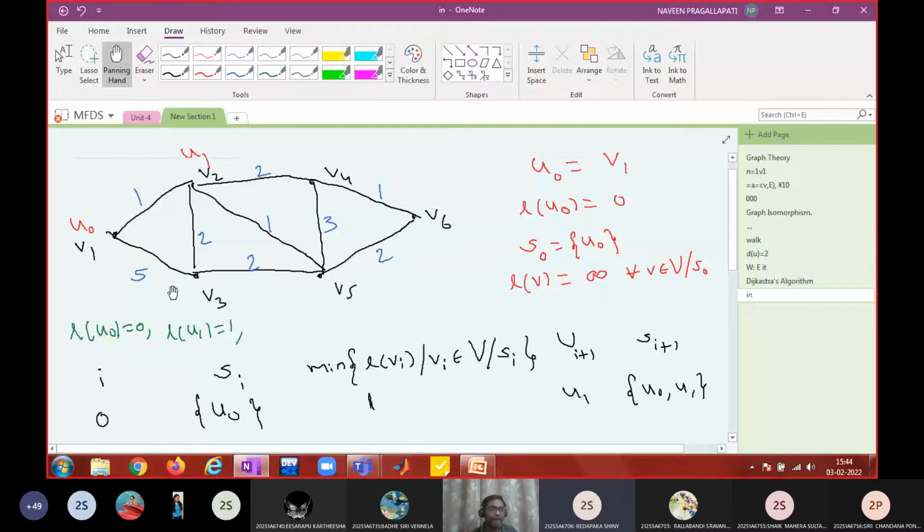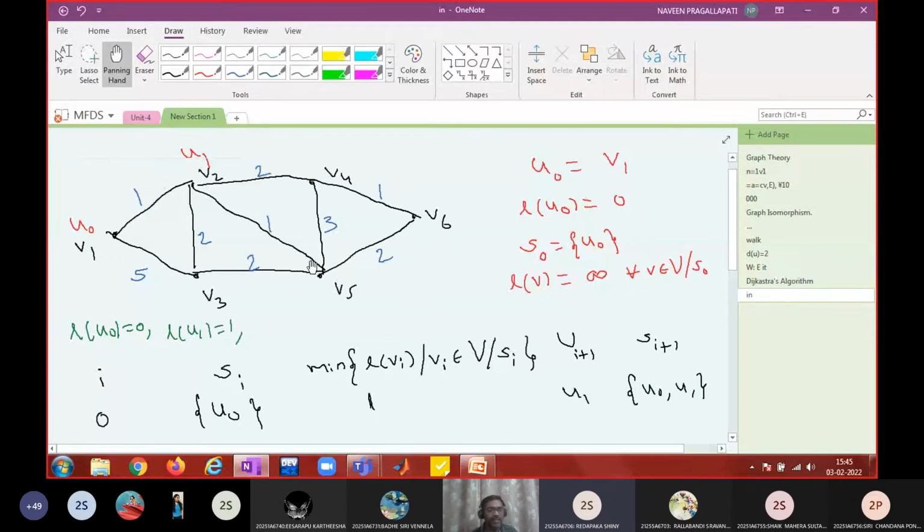But in this way it is 5. What is L of U0 already? 0. 5 plus 0 is 5. So which one is minimum? You take this one. V4: what is V2 to V4? 2. U1 already has 1. So 2 plus 1 is 3. So you can select V4 or V3 as your next vertex.